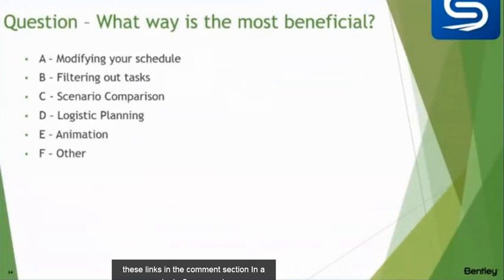So now we've gone through the 5 ways. The last question I want to ask you all is, what way did you find would be the most beneficial to add to your workflow? Similar to how we answered earlier, but this time we'll start with A. So at least it allows me after the session I can read all your comments and relate your answers to the questions I asked. So A is modifying your schedule, B is filtering out tasks, C is scenario comparison, D is logistics planning, and E is animation. For F, if it was other capabilities that we didn't highlight today that SYNCHRO 4D provides. Again, I'll give you a couple of moments to put in an answer.